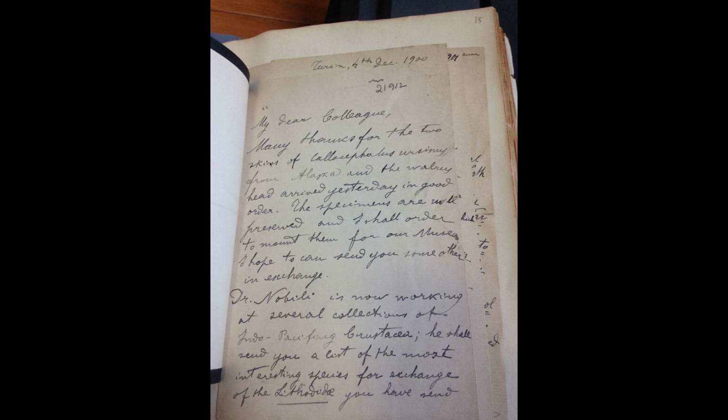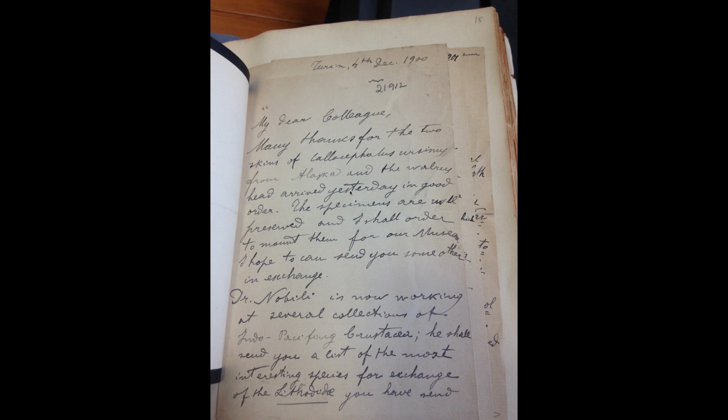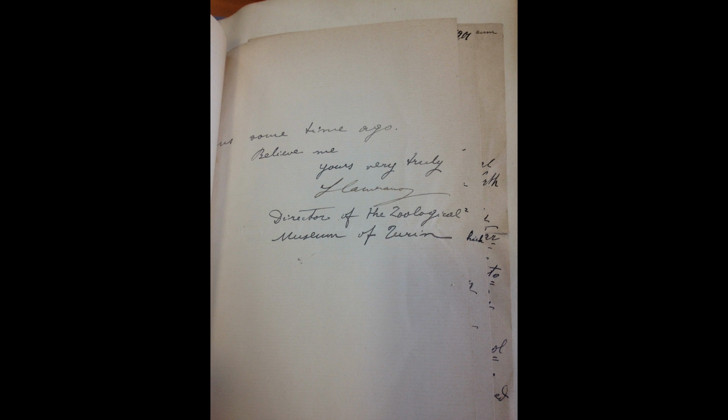Many thanks for the 2 skins of the Calocephalus from Alaska and the walrus head. Oh dear. And the walrus head arrived yesterday in good order. Okay. It's sad for the walrus, no doubt. Several collections of Indo-Pacific crustacea. Okay. Director of the Zoological Museum of Zurich, maybe? Of Turin.